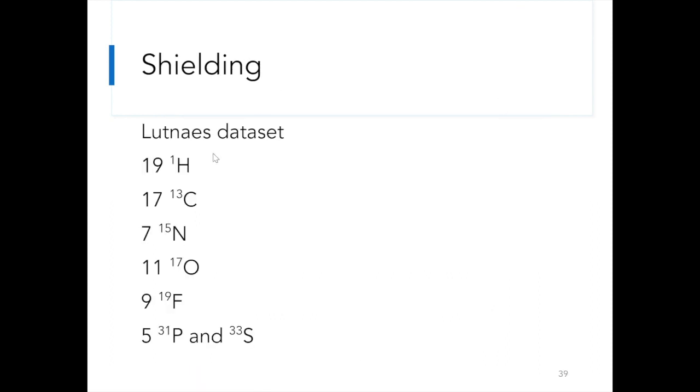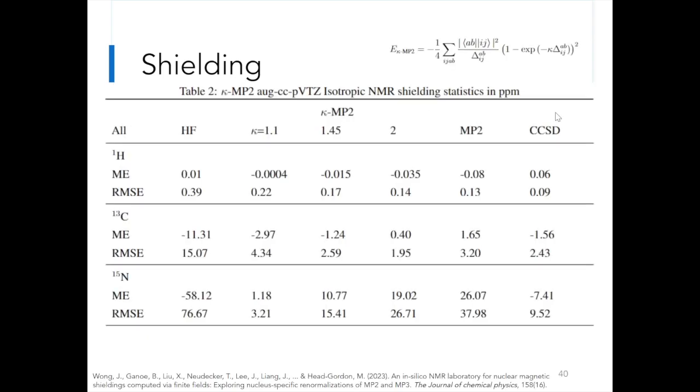Right, we also looked at shielding using the same data set. Now we have these numbers of data points, which is of course quite small, so this is an initial example. We looked at first the regularized MP2 using this kappa regularizer formalism, where we modulate the denominator, which is the energy gap. This avoids energy divergence when your gap goes to 0.